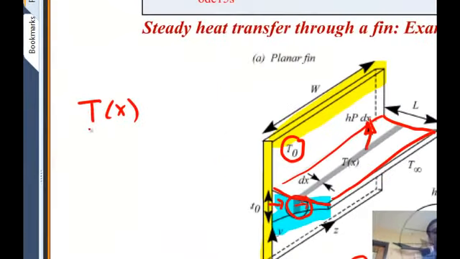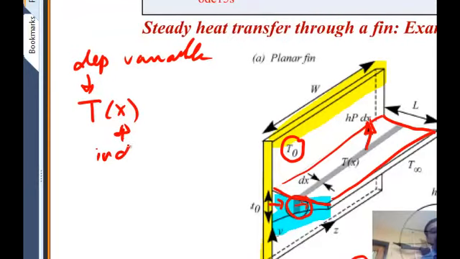So this is the dependent variable, and this is the independent variable. Do we need to concern ourselves with the y direction, since the fin thins out? That's a very good question. I'm very glad that you asked it. So the question you're asking in a sense is, in the y direction, will there be a variation in temperature, and should I be worried about it? It's an excellent question.